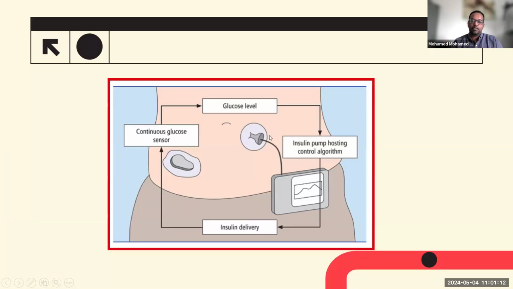This is the idea of hybrid closed loop system, and it's why it's called artificial pancreas, because you have a system in place to take the blood glucose, and you have a system in place to deliver insulin, and these two systems are talking to each other. Okay.